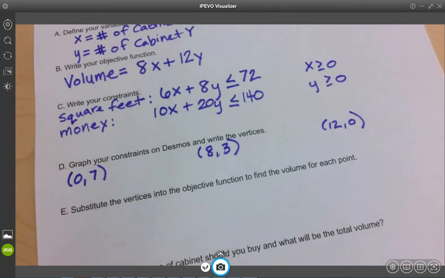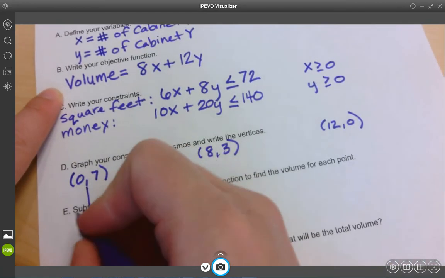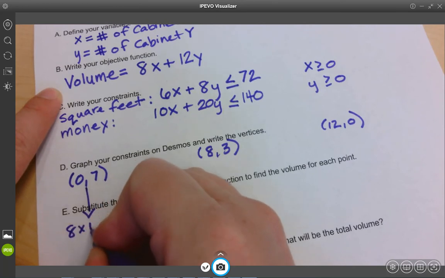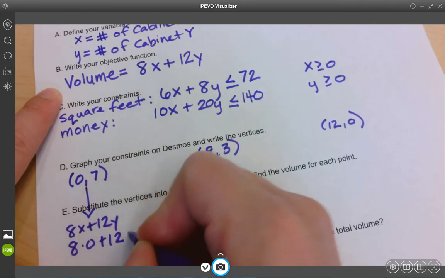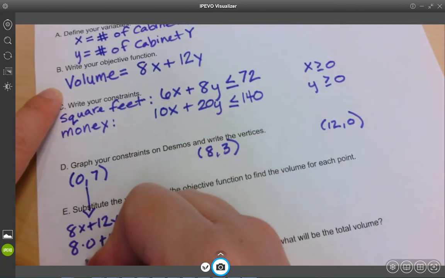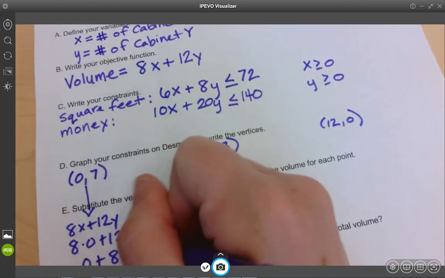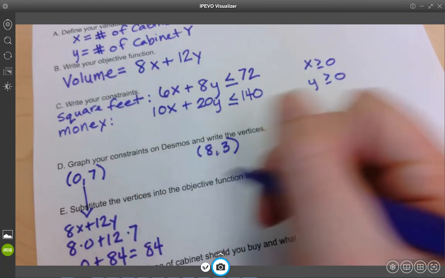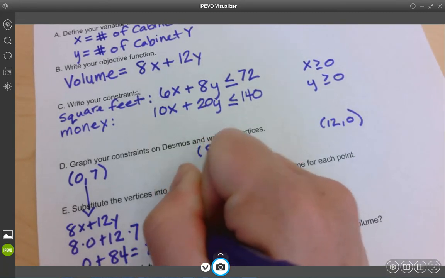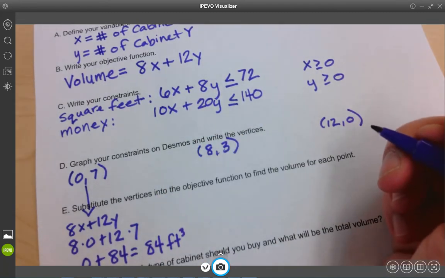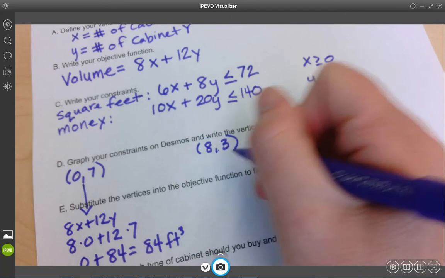I hope you have them on your paper too. And we're going to substitute them into our objective function. So my objective function is 8x plus 12y. 8 times 0 plus 12 times 7 is going to be 0 plus 84. So this one gives me 84 cubic feet of space. Is it feet? Yeah. I write cubic feet like this, but I don't actually cube any numbers, okay? That's just your unit. So I have a lot of space.